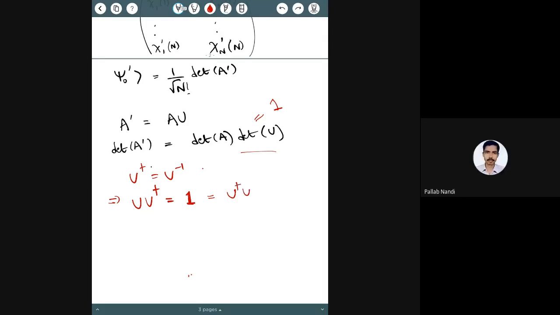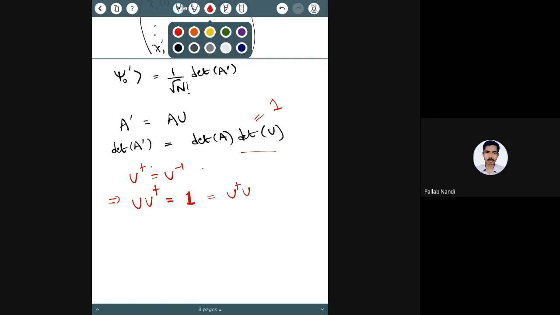Okay, so can you tell me? U and U inverse equal to I. So take the determinant on both sides. The determinant of I equals 1, and the determinant of U U dagger is the determinant of U into the determinant of U dagger. So it's simple. Everyone understood?